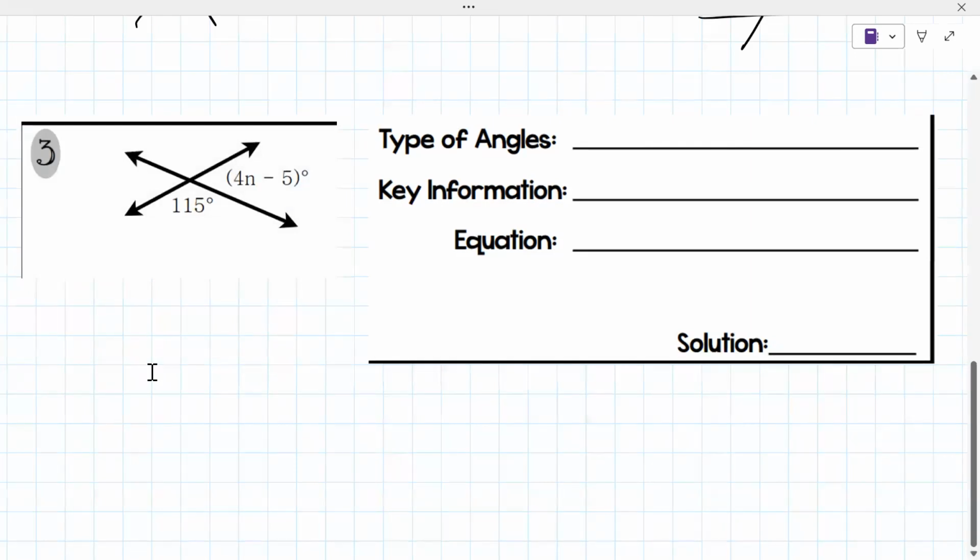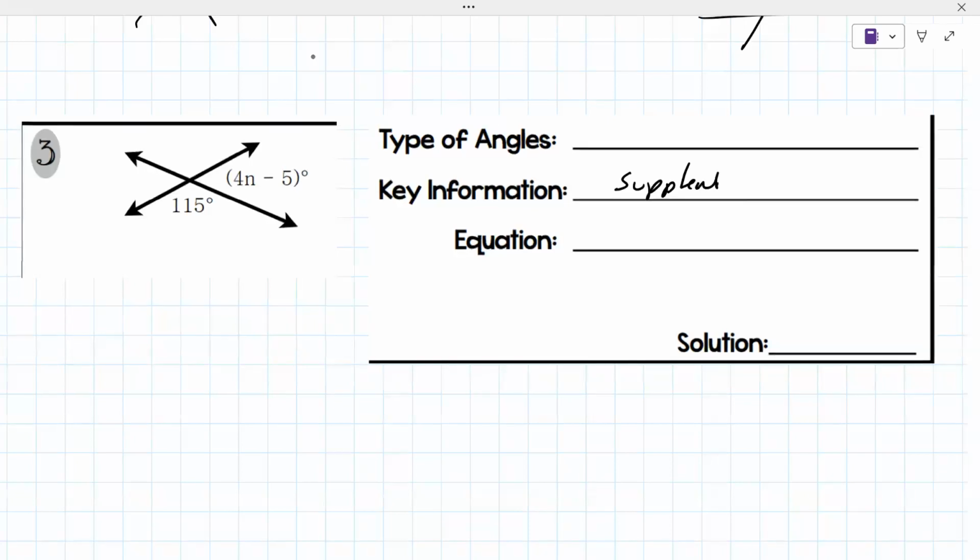How about key information? Do you know whether they're congruent? These are not congruent, I can tell that. Do you know if they add up to something? How could you think about that? Do they add up to 180? They do. So they're supplementary.